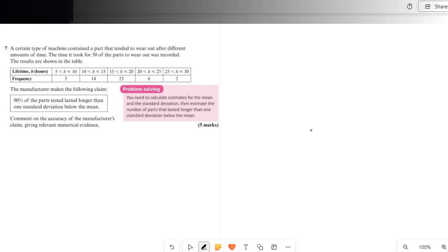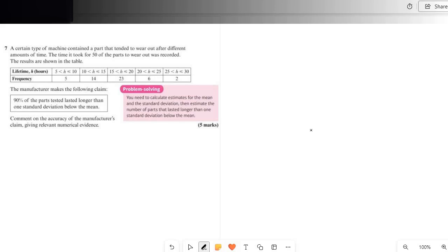For the last question, in number 7, a certain type of machine contained a part that tended to wear out after different amounts of time. The time it took for 50 of the parts to wear out was recorded. The results are shown in a table.